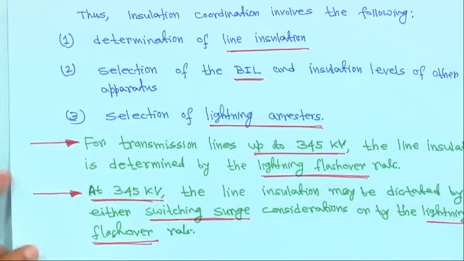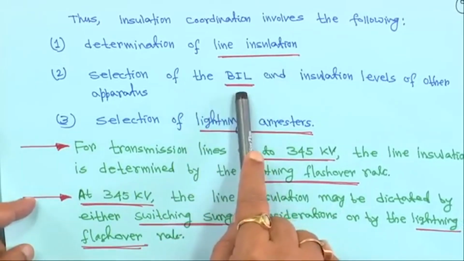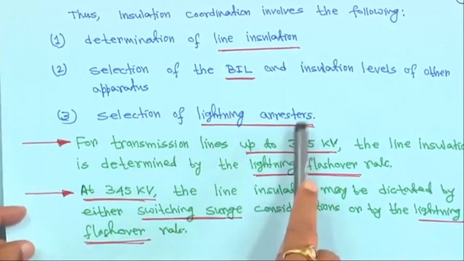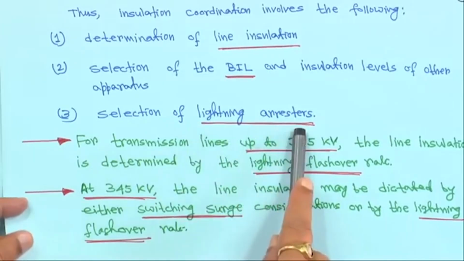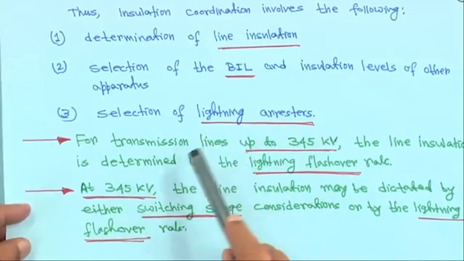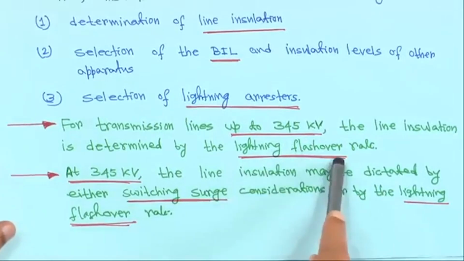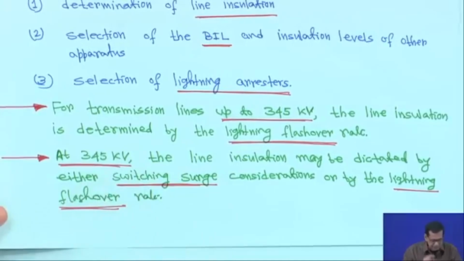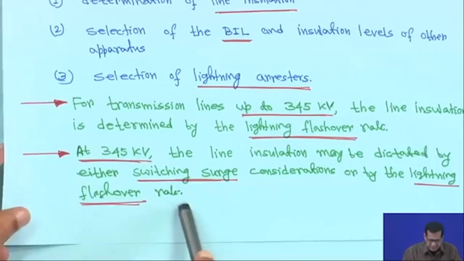So, insulation coordination actually involves the following. First is the determination of line insulation, selection of the BIL value and insulation levels of other apparatus, and selection of lightning arresters. This lightning arrester we will not study in this course, but we have to design the proper rating of the lightning arrester. So, for transmission lines up to 345 kV, the line insulation is determined by lightning flashover rate only, but if it is above 345 kV, the line insulation may be dictated by either switching surge consideration or by the lightning flashover rate, right.